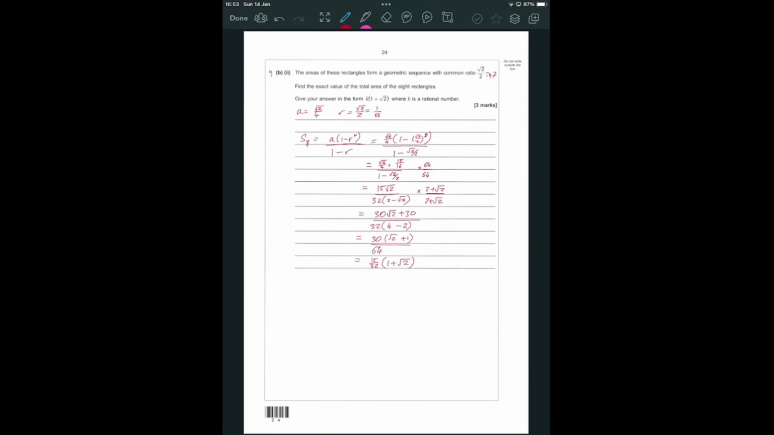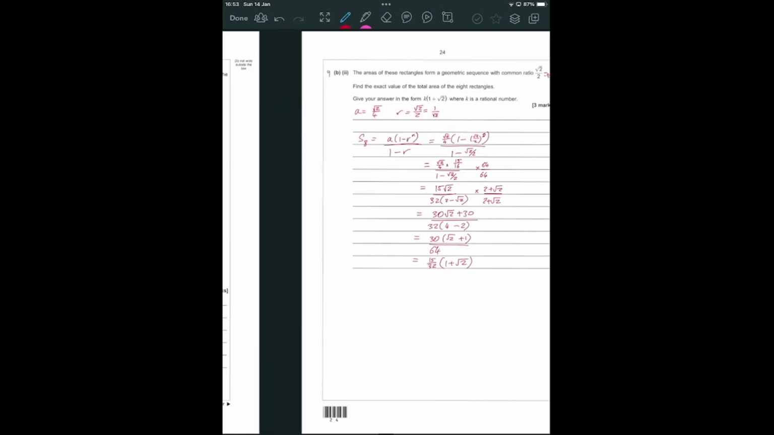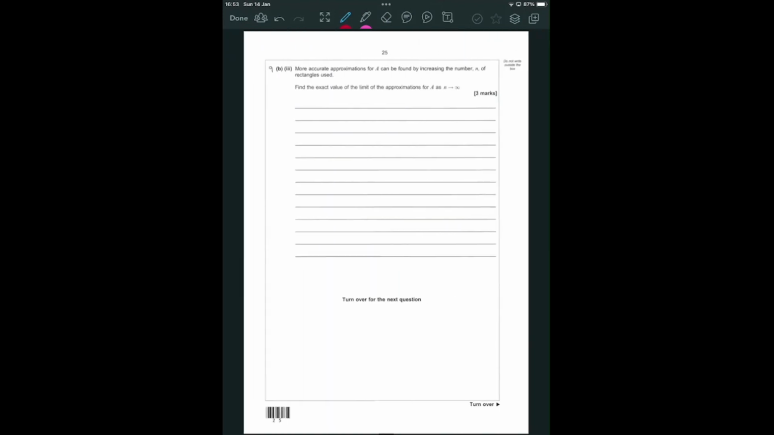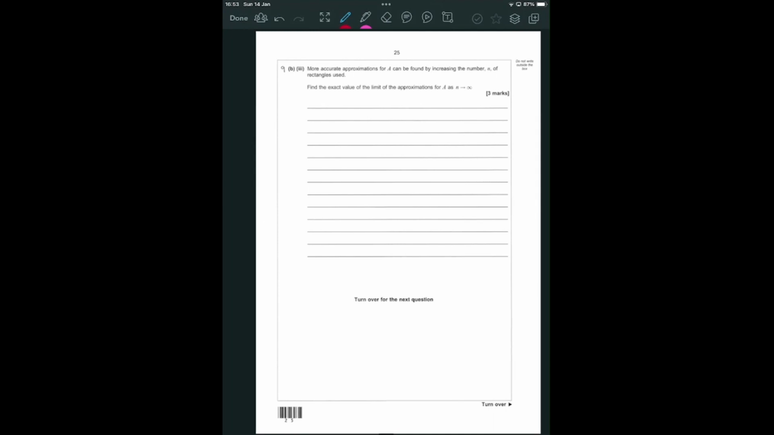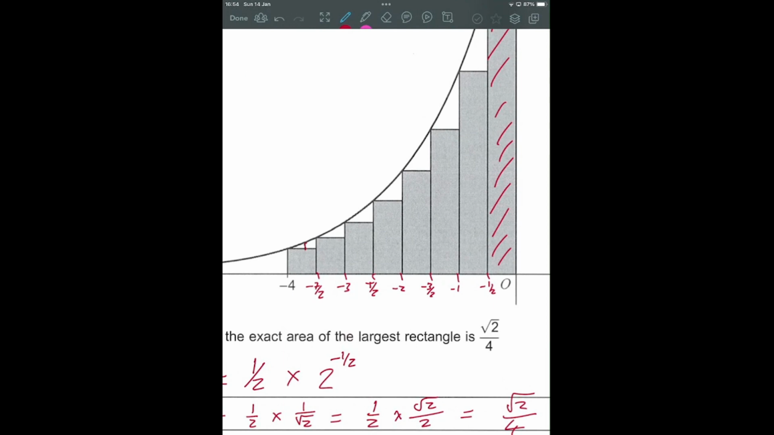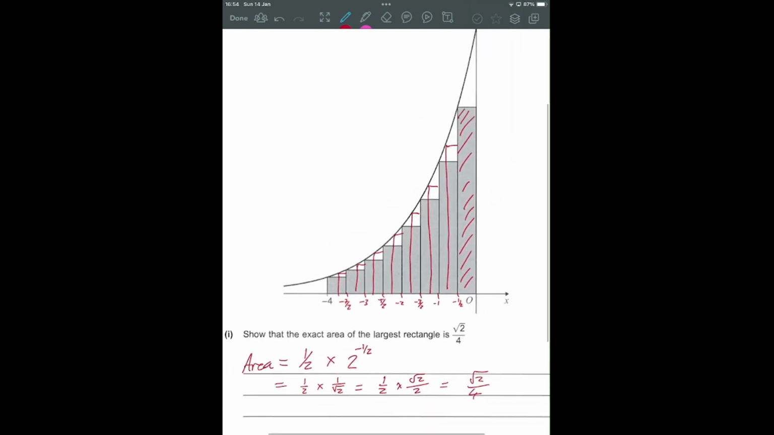Now, it's worth not forgetting why we were doing that. That was the total area of all of these things. We might be saying something about an approximation next, so let's see. More accurate approximations for A can be found by increasing the number of rectangles used. Find the exact value of the limit of the approximations as n tends to infinity. So that's really sneaky. If I put more and more rectangles in, and I'm kind of splitting these into more and more rectangles, you'll notice the total area of the rectangles will tend towards the total area under this curve.